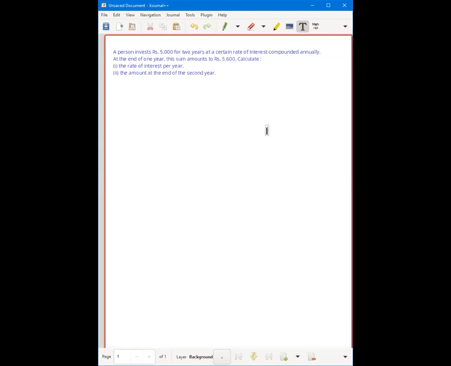A person invests 5,000 rupees for 2 years at a certain rate of interest compounded annually. At the end of 1 year, this sum amounts to 5,600. Calculate the rate of interest per year and the amount at the end of the second year. Think about the question and start solving it.